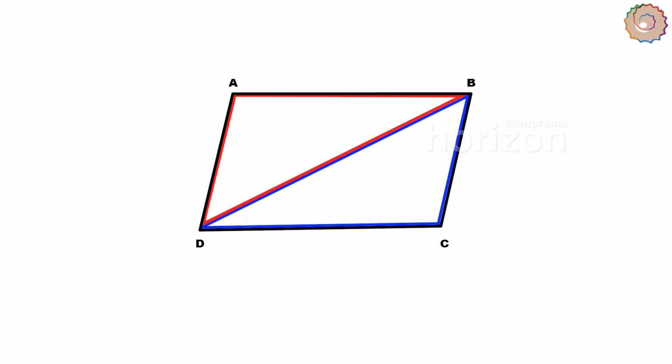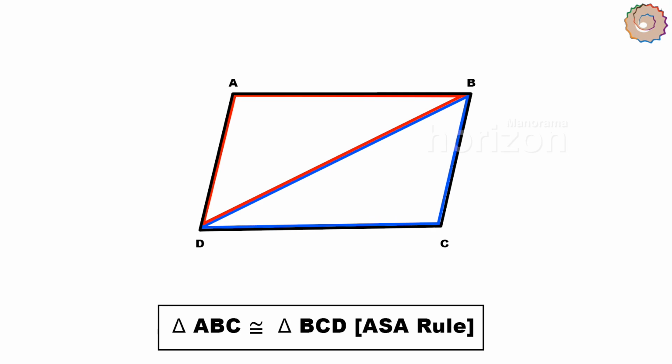Now, take triangle ABD and triangle BCD. You can see that angle CBD is equal to angle ADB. Reason, from equation number 1. BD equal to BD. They are the common sides. Angle CDB is equal to angle ABD from equation number 2. So, triangle ABD is congruent to triangle BCD by ASA rule, that is angle side angle rule.